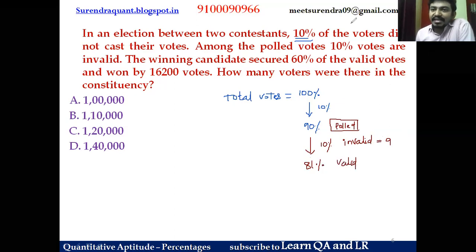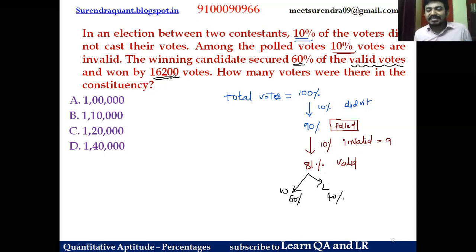Now, let us understand the next statement. What is the next statement, guys? He says that the winner got 60% of the votes. So from the valid votes, please be careful. He said about the valid votes. So from this 81%, the winner got 60% of the votes. By default, the loser has to get 40%. And the winner is getting 16,200 votes majority. He got 16,200 votes more than the loser. So winner is 60%, loser is 40%, difference is 20%, right? So 20% of the valid votes is a majority.